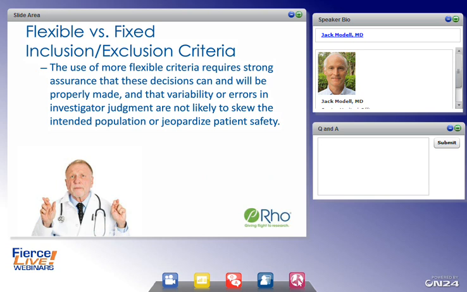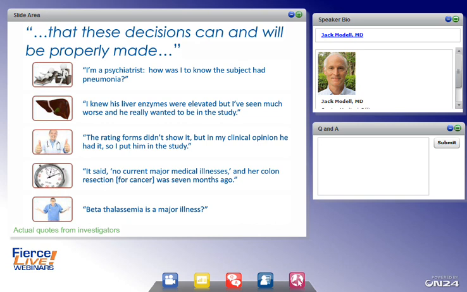So as I say, the use of these criteria does require, and this was supposed to be a build actually, I guess we lost that, but I'm going to go through these. You have to be sure the decisions can and will be properly made. The first one, these are all actual quotes that I've heard. I'm a psychiatrist. How was I to know that the subject had pneumonia? Your mother knows if you have pneumonia, and psychiatrists know all about mothers. They should know if you have pneumonia.